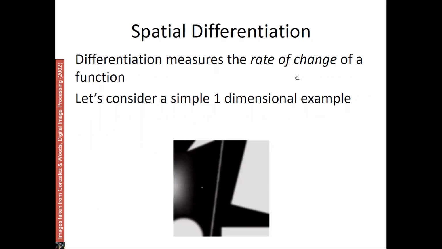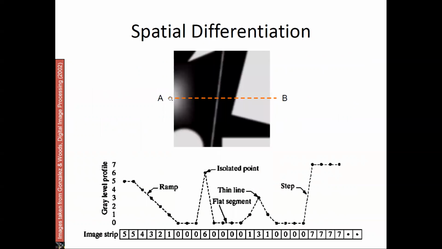For example, if we take a real-time case and say this is the image, and I want to take one particular line, say from A to B, along the x-axis you have this set of pixel values 5, 5, 4, 3, 2, 1. So you may have a ramp, isolated point, thin line, flat segment, step, and other things.